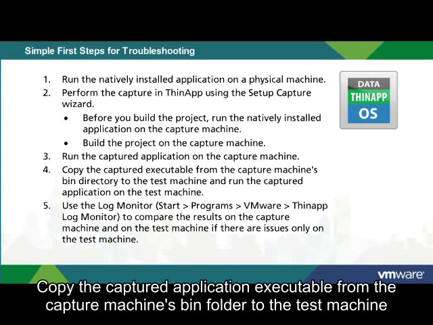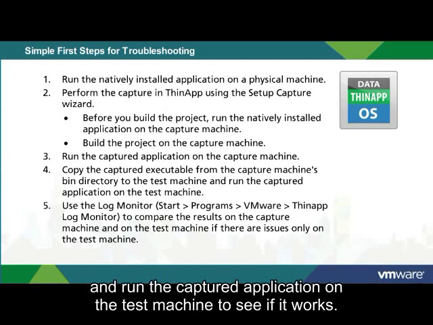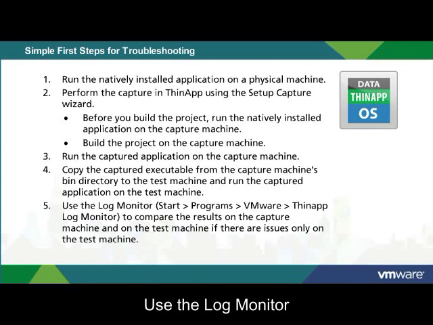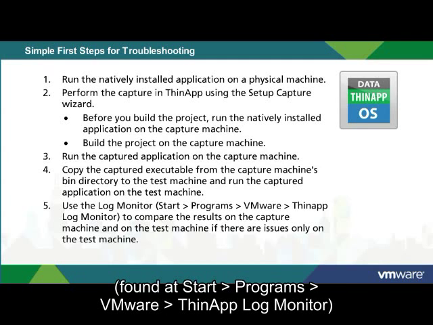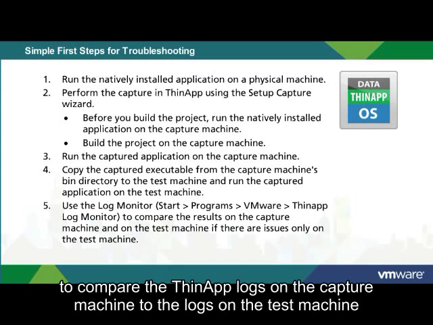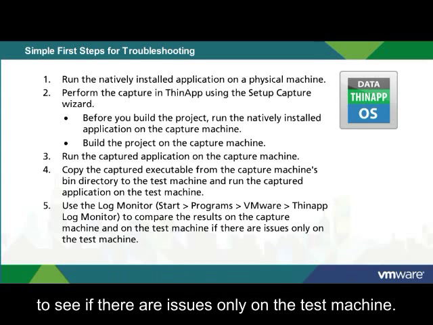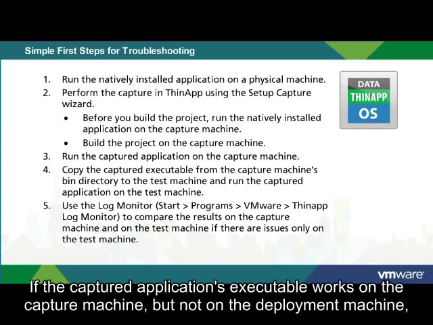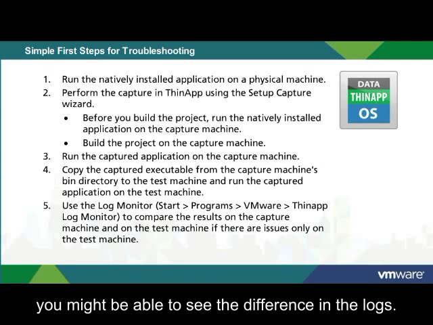Copy the captured application executable from the capture machine's bin folder to the test machine, and run the captured application on the test machine to see if it works. Use the log monitor found at Start, Programs, VMware, ThinApp Log Monitor to compare the ThinApp logs on the capture machine to the logs on the test machine to see if there are issues only on the test machine. If the captured application's executable works on the capture machine but not on the deployment machine, you might be able to see the difference in the logs.